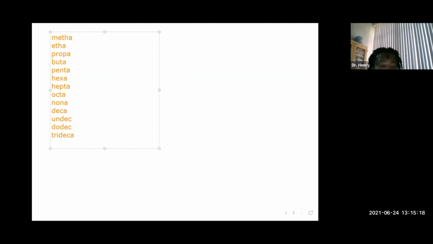Okay, so meth means one, eth means two, propa means three, buta means four, penta 5, hexa 6, hepta 7, octa 8, nona is 9, deca is 10, undeca is 11, dodeca is 12, and trideca is 13.